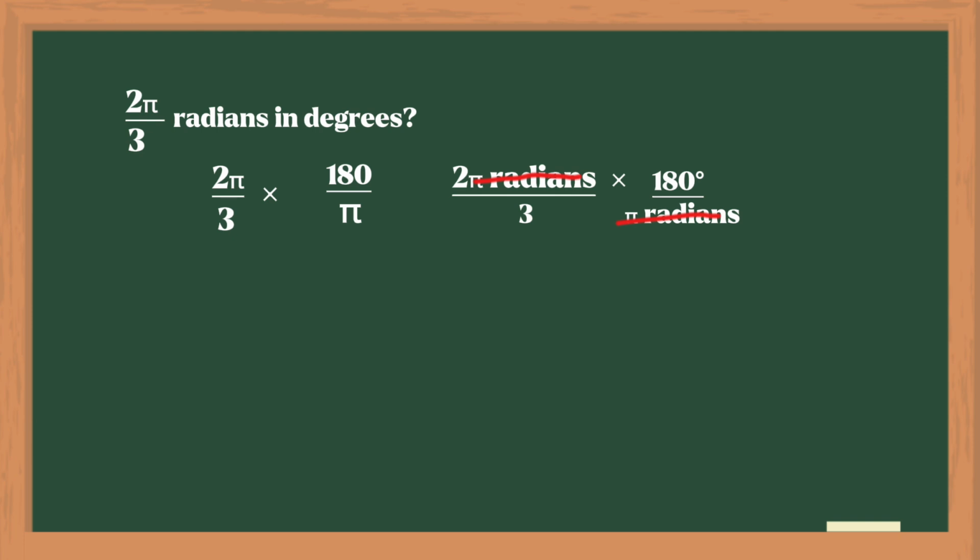So, it becomes 2 times 180 degrees over 3, which equals 360 degrees over 3, and that simplifies to 120 degrees. So, that's it. Those are the basics of radians. It is very simple once you understand the arc, the radius, and the conversion formula.